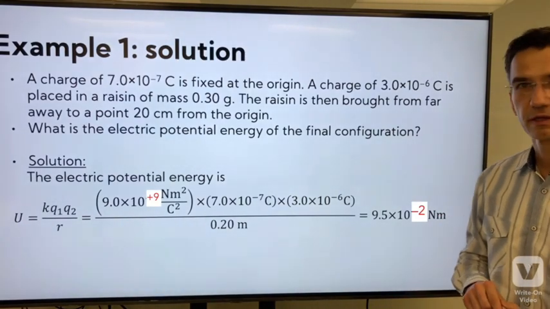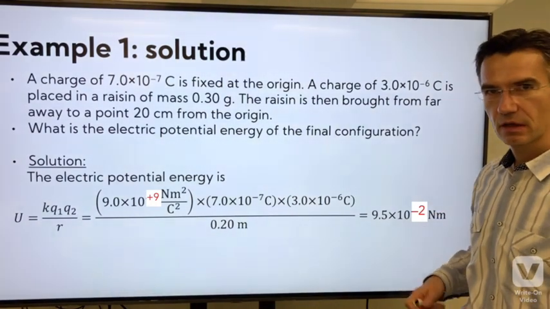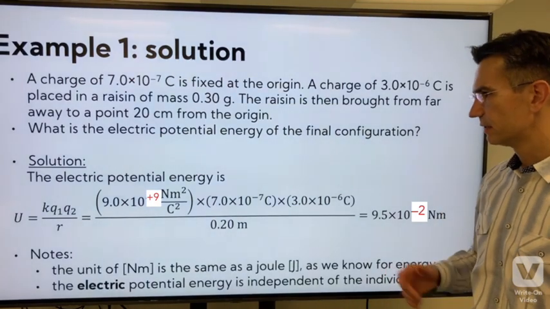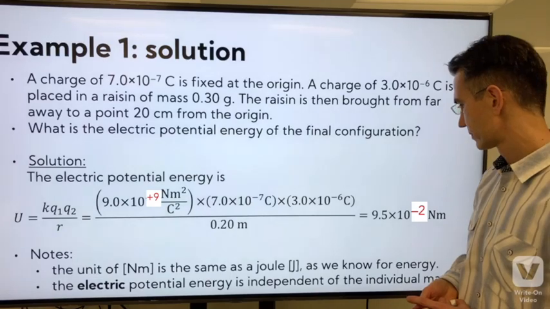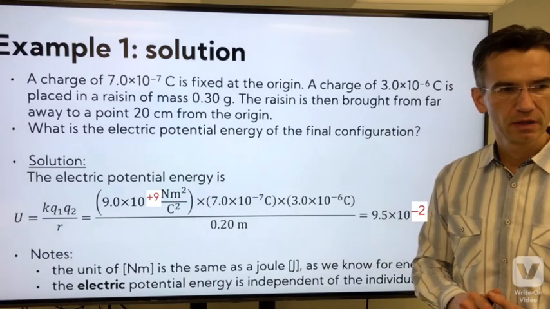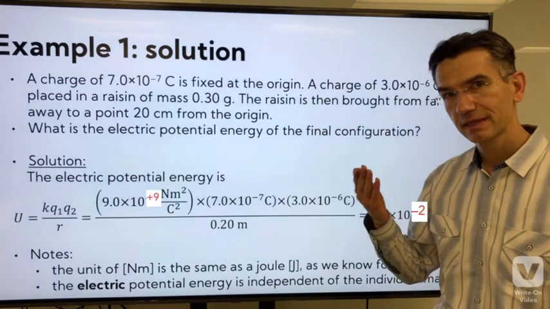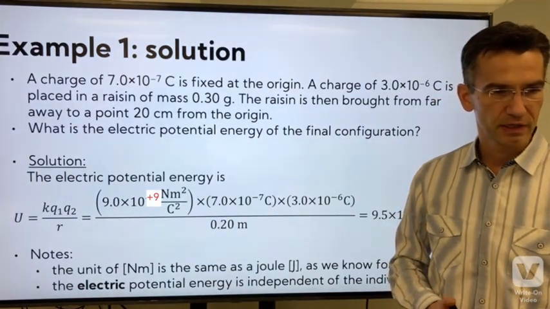A couple of things of note here. This unit is Newton meter, but we're talking about energy, so it really should be joules, and indeed, we know that the product of a Newton meter is a joule, as we know for energy. And we also, as I already pointed out, because we're talking about the electric potential energy, this is actually independent of the individual masses.